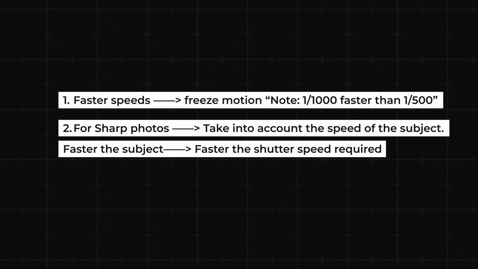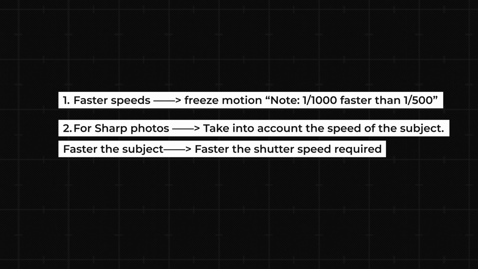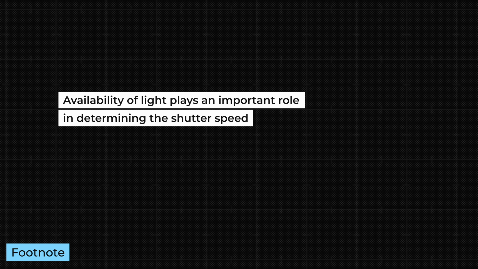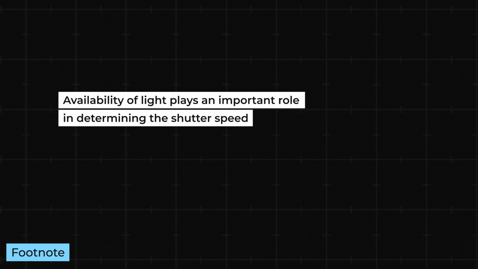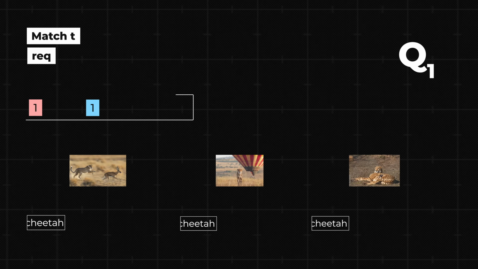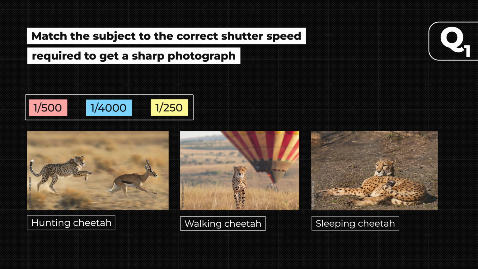In these examples, we are assuming optimum lighting conditions. But in reality, availability of light plays an important role in determining the shutter speed. But we'll get to that in a separate episode. This here is just a footnote. Now, question number 1. Match the subject to the correct shutter speed required to get a sharp photograph.